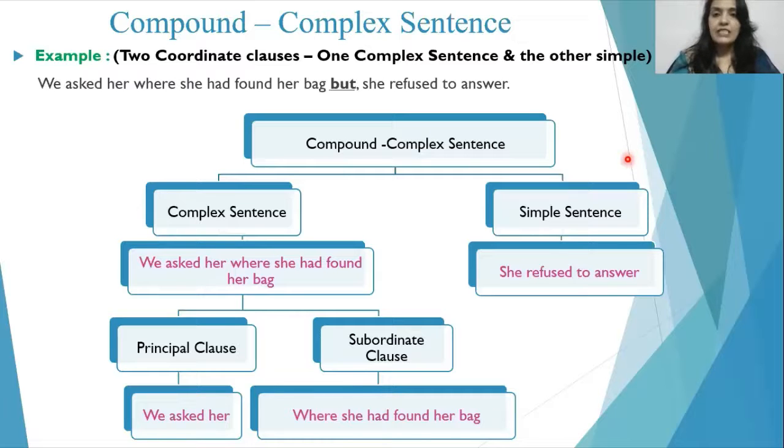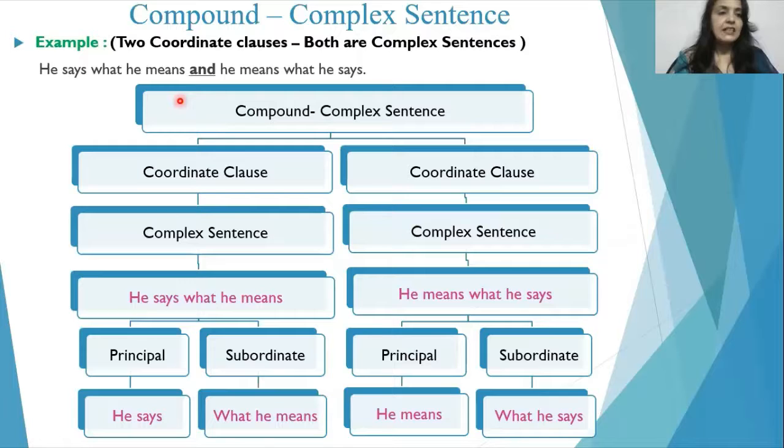Okay, we'll take one more example here. The sentence is: he says what he means and he means what he says. Yes, students, you will see that there are two sentences. Both sentences are joined with the help of and. So 'and' is a connector, a coordinating conjunction. Of course, it quickly comes to mind that this is a compound sentence. But if one more category, compound complex, has been given, we should go into detail and check it.